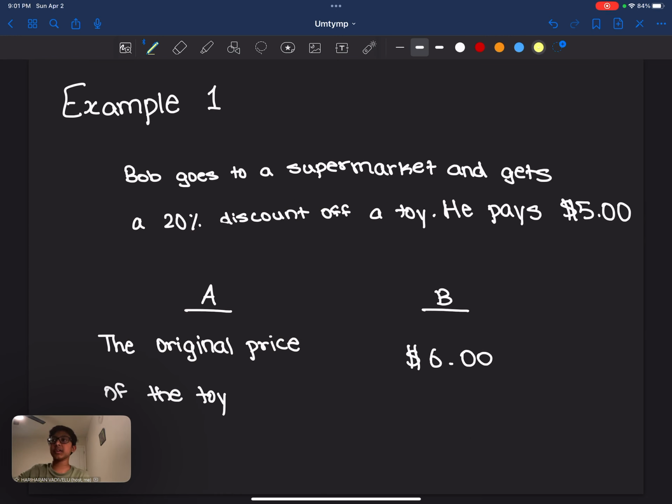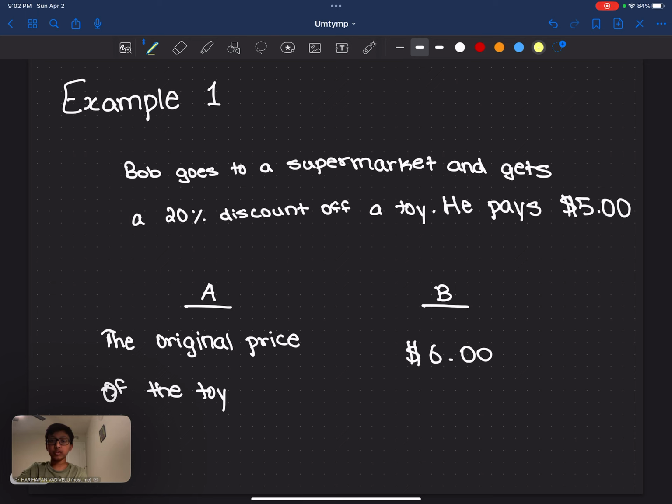So here's an example. I suggest you pause the video and try this on your own before. Okay, so Bob goes to the supermarket and gets a 20% discount off a toy. He pays $5. So how do you solve this? You have to set some value as a variable. So on A we have the original price of the toy. Let's set this as X, and B just $6. We'll just ignore that. So if the original price of the toy is X, let's actually solve for this.